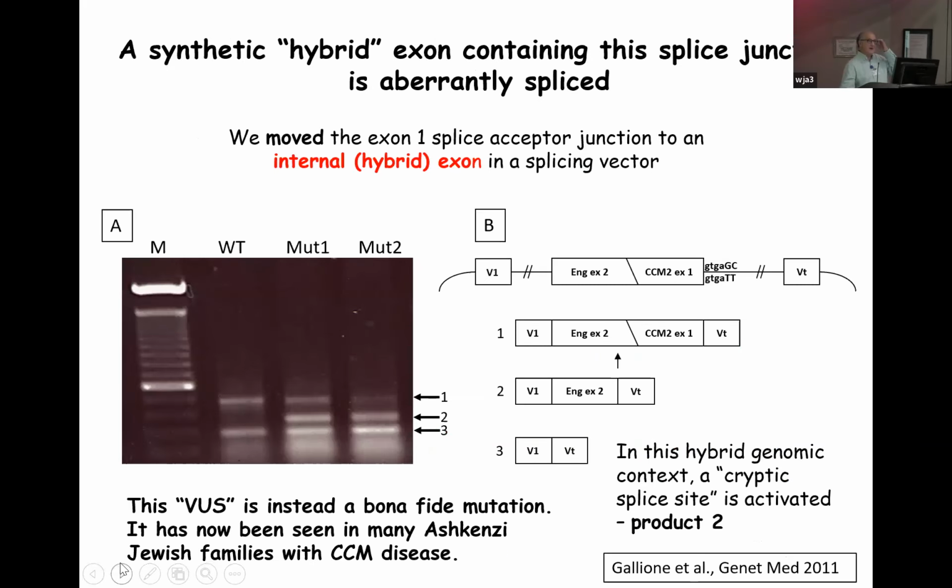So what we did was we made a hybrid exon. We faked them out. Because exon 1 doesn't have a splice site on the front end, we created a new exon from exon 2 of a completely different gene, jammed it together with this exon 1, and I'll just cut to the chase. When you do that, you get an alternative splice. It missplices. Not that this has anything to do with reality, since this exon doesn't exist. This is a completely hybrid exon. But the point is we've shown that this causes missplicing.